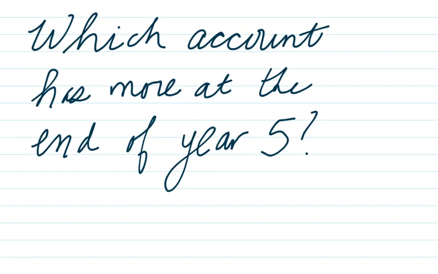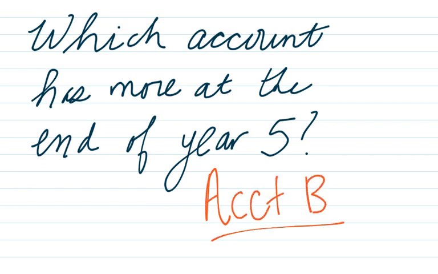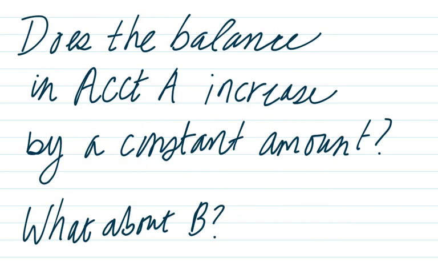So, which account will have more at the end of year 5? Well, if it follows this pattern using some inductive reasoning, we could say that account B will have more at the end of the 5th year. Does the balance in account A increase by a constant amount? Well, it increases each year by $10. After year 1, we had 110. After year 2, we would have had 120. After year 3, we would have 130. So we could assume that after year 4, we'd have 140. And after year 5, we'd have 150.